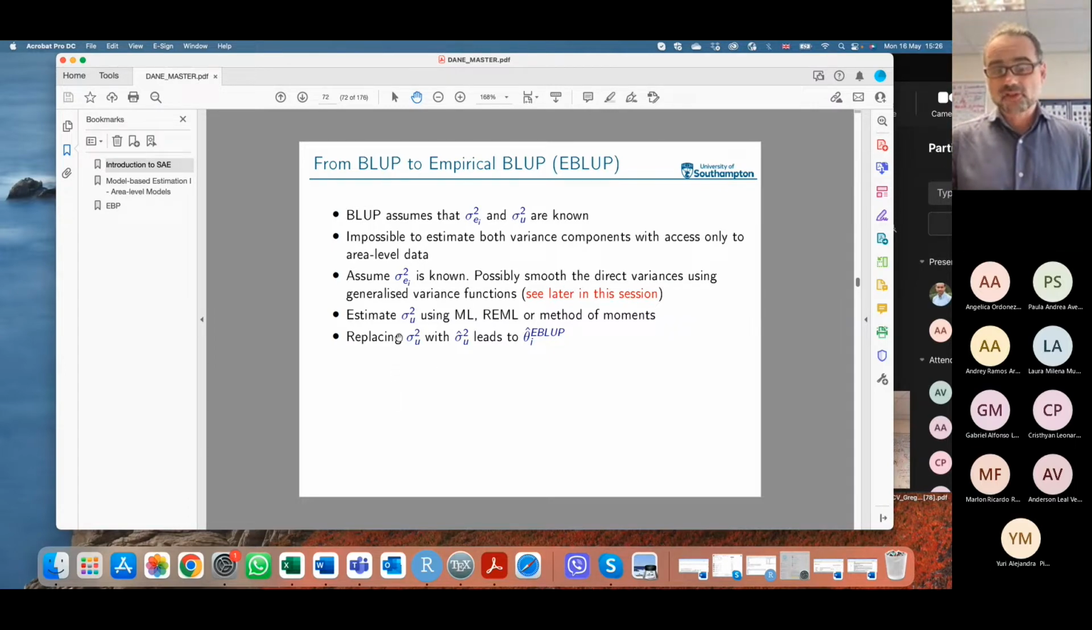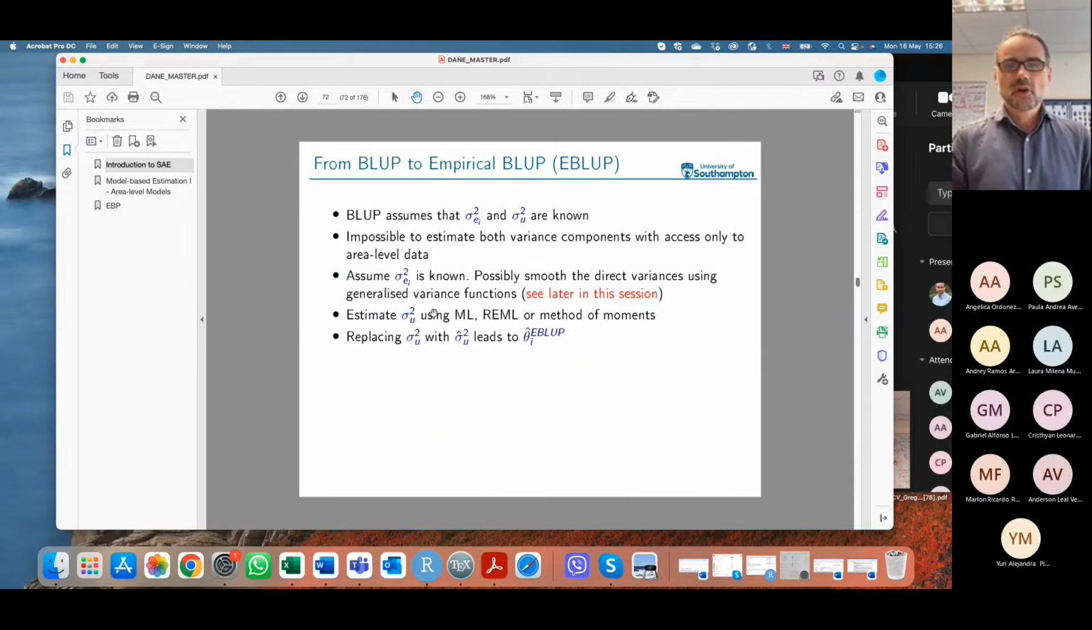Okay, but effectively, once you have estimates of sigma squared U, so if you replace sigma squared U by sigma hat squared U, so you have sigma hat U, you have beta hat, and you assume that the variances of the direct estimates are fixed, that will lead you to what we call theta hat I EBLUP, and EBLUP stands for empirical best linear unbiased predictor. Okay, so we go from a BLUP to an empirical BLUP because we have used an estimation method in order to figure out the likely value of the between area variability, sigma squared U.